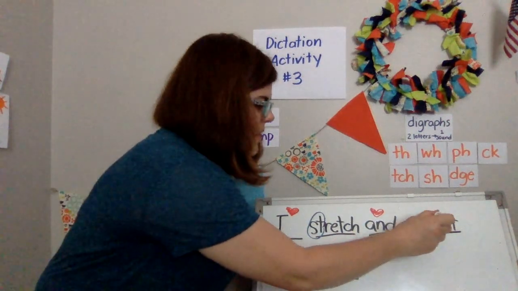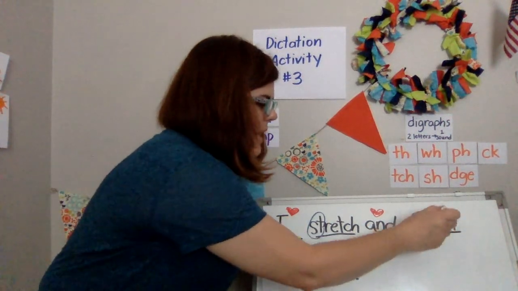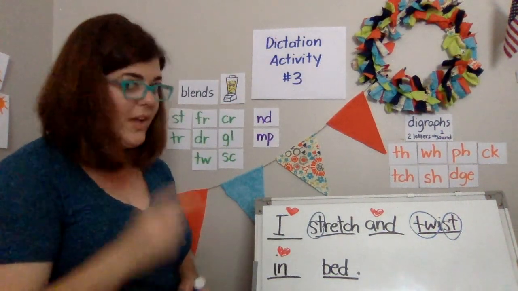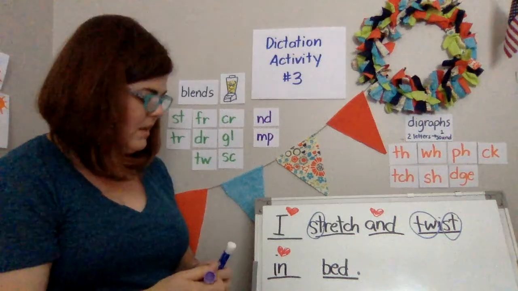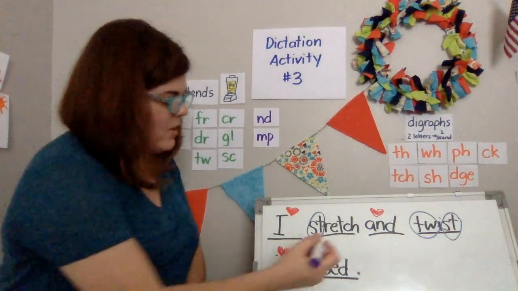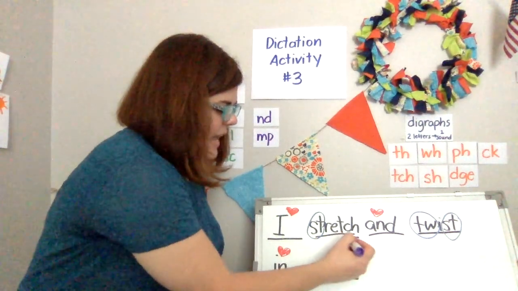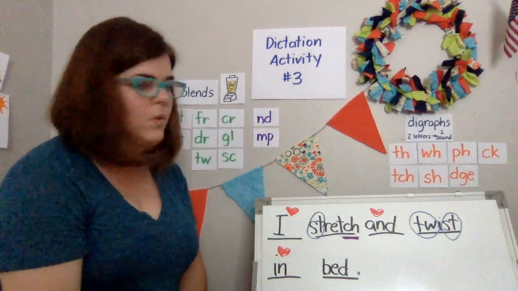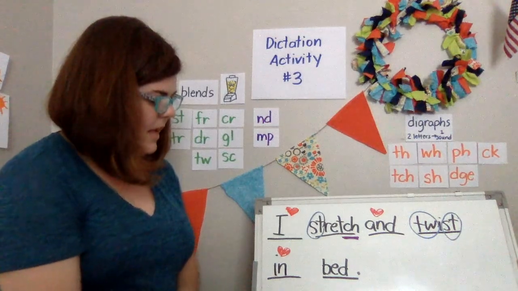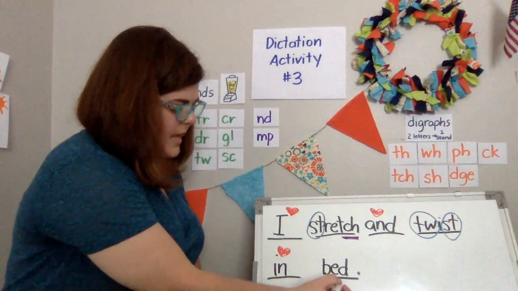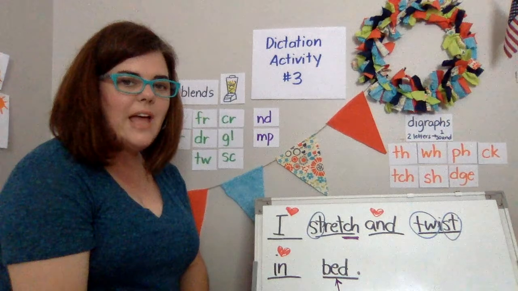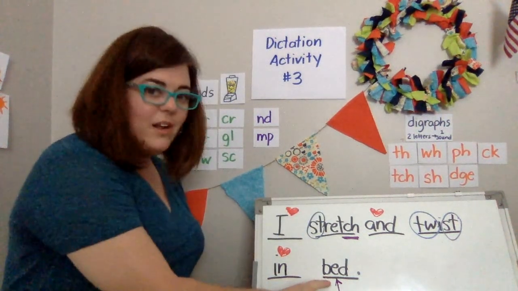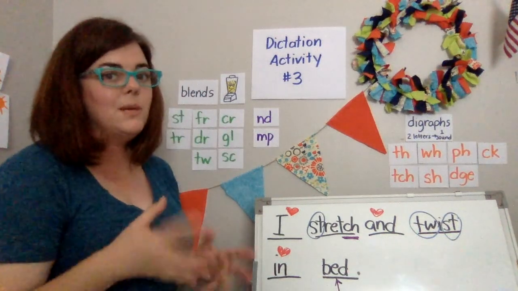And we have TW and ST. STs can be at the beginning or end of a word. You have to listen carefully. All right, and then we also have a digraph, the TCH. Remember, TCH is always going to be at the end of the word, never at the beginning. And then we have the word bed, which has the short vowel as in edge.